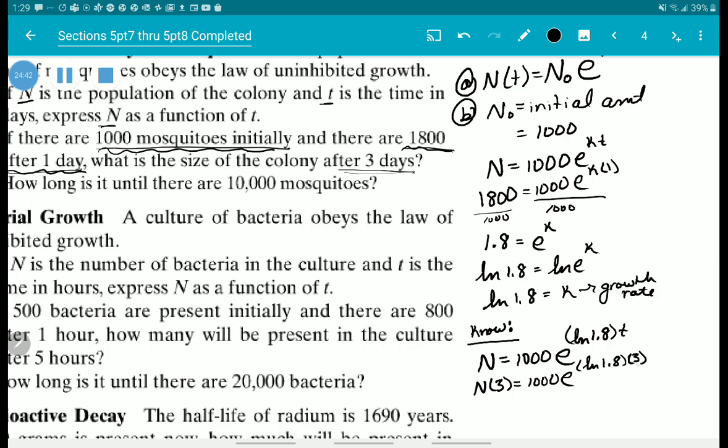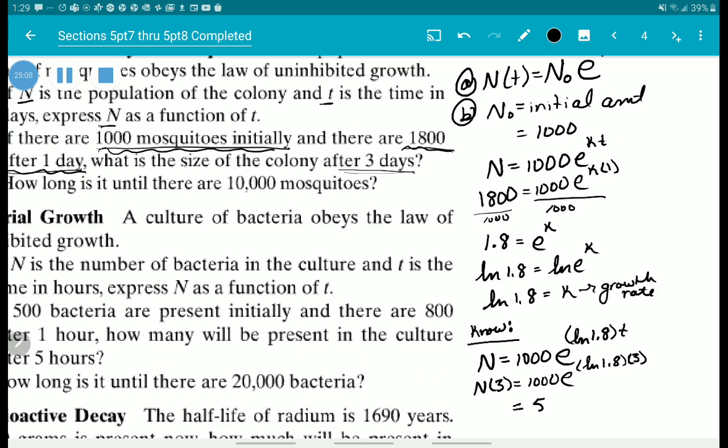Be careful when you type this in. This is 3 times the ln of 1.8. So we have 1,000 times e to the, and use your parentheses here, it's the ln of 1.8. Close that ln and then multiply by 3. All of that is in the exponent.